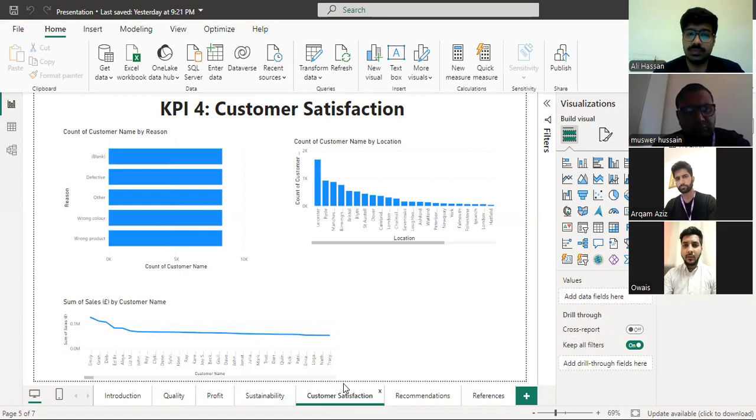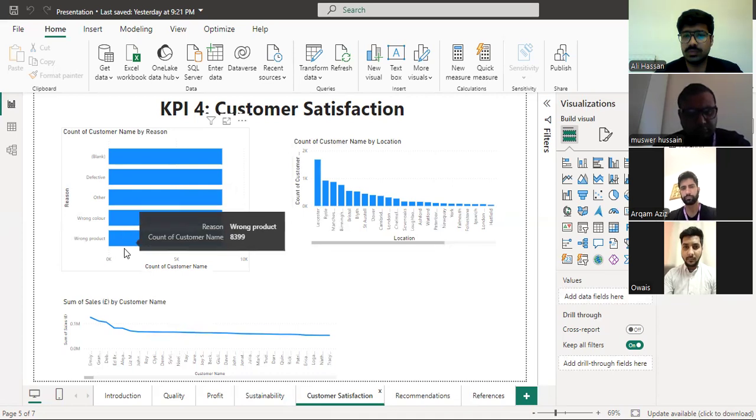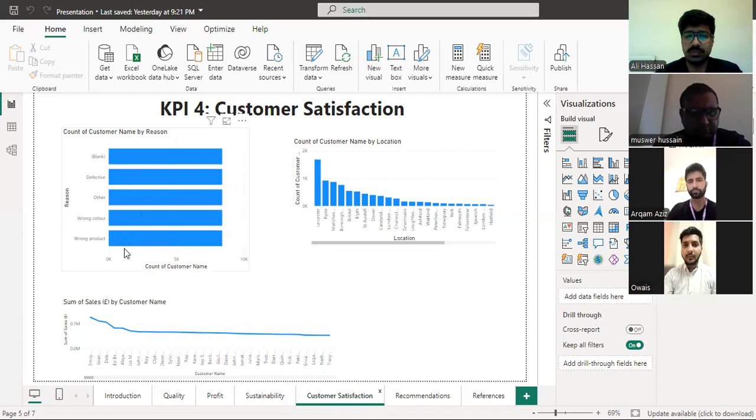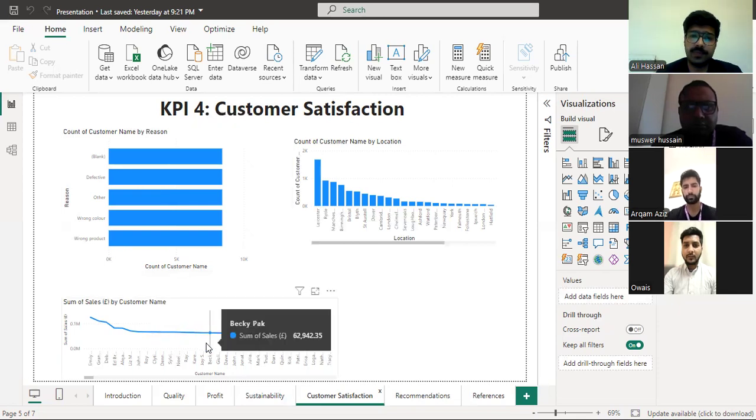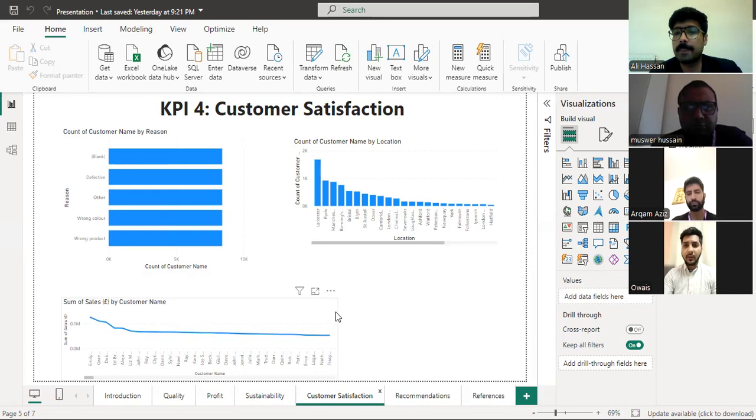Let's talk about the first graph, the count of customer name by reason. The reasons are: first blank, in blue color, then defective, other, wrong color, and wrong product. The vertical axis for the main reason ranges from 0 to 5K.